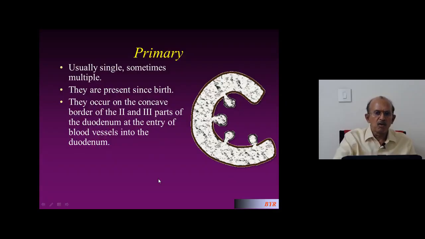So they occur in the concave border, second and third parts of the duodenum, at the entry of blood vessels into the duodenum. Can you tell me what blood vessels are here in the concavity of this duodenum? What are the blood vessels that are there in the concavity of the duodenum?